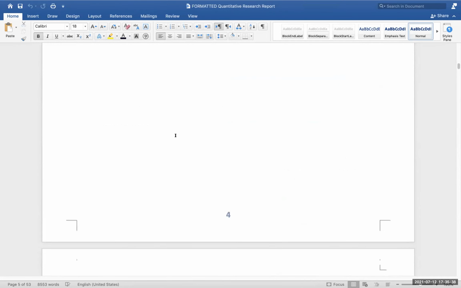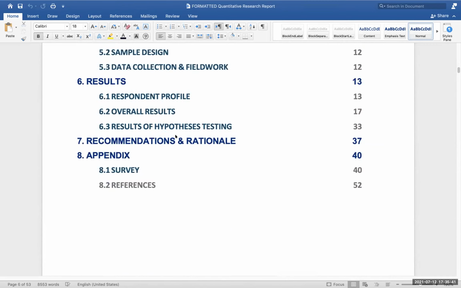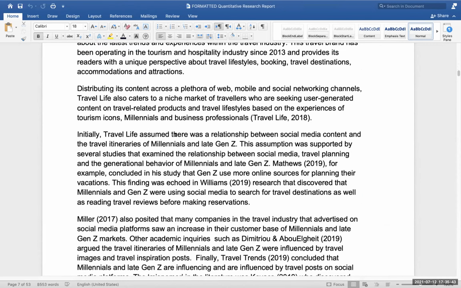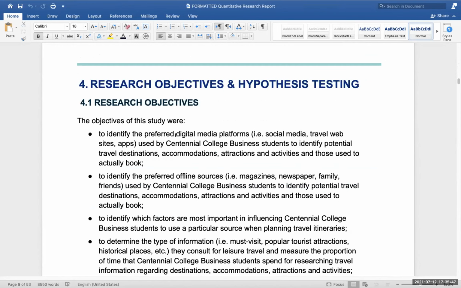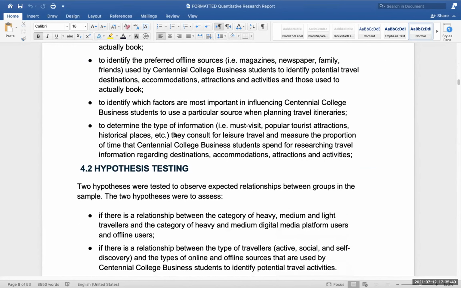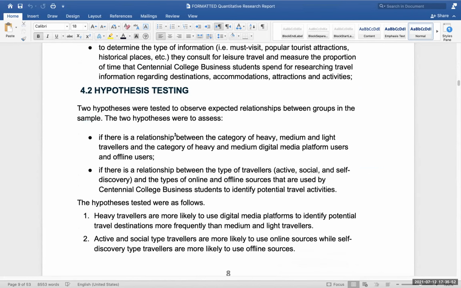So this is an actual market research study that we did. We had to do it. All right. So the hypothesis, so two hypotheses just right here. Two hypotheses were tested to observe the expected relationship between groups in the sample. The two hypotheses were to assess if there's a relationship between the category of heavy, medium, and light travelers and the category of heavy and medium digital media platform users.